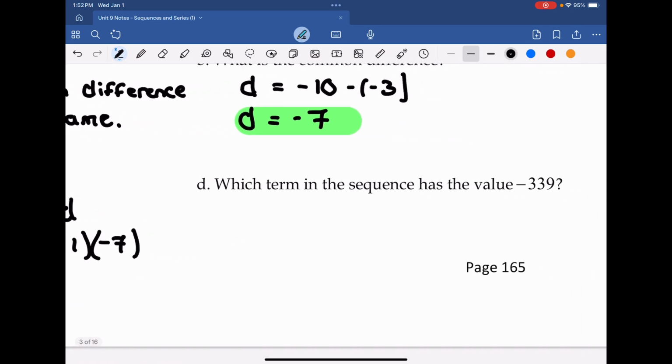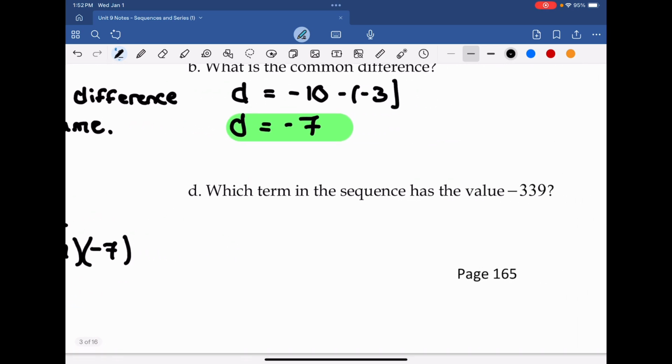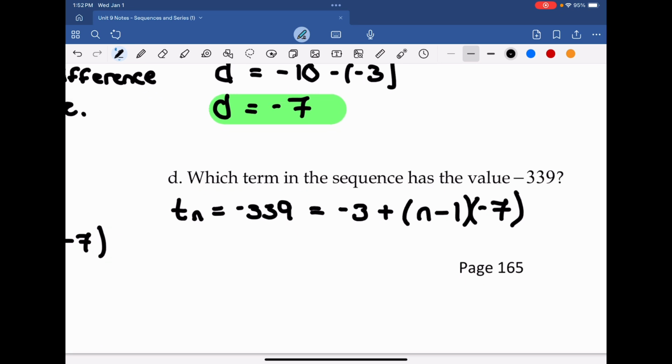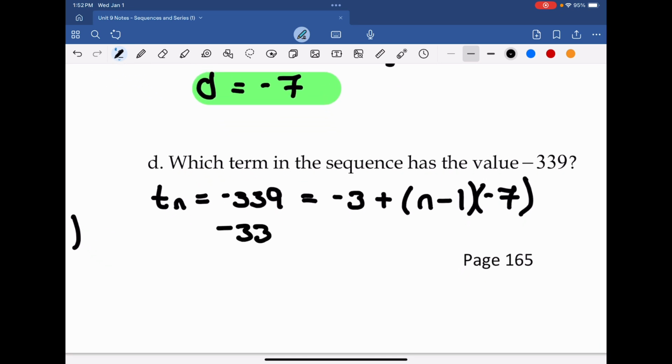All right, which term in the sequence has a value of negative 339? Well, this is essentially asking what specific term Tn is when it is negative 339. So Tn, the term we're looking for, is negative 339, and this is equal to term 1, which is negative 3, plus n minus 1, where we don't know the n value because that's what we're looking for, times the negative 7, which is the common difference. I'm just going to algebraically solve this for n. So negative 339 is equal to negative 3, minus 7n plus 7 when I expand the 7 into the n minus 1.